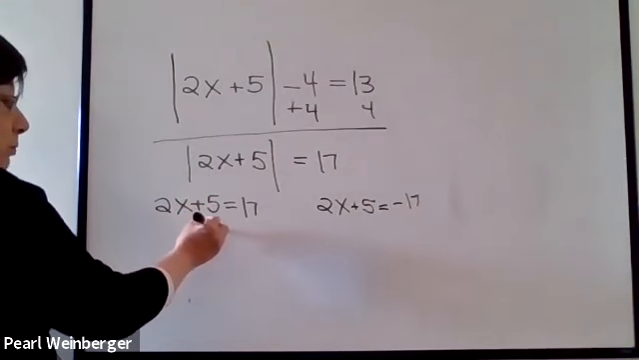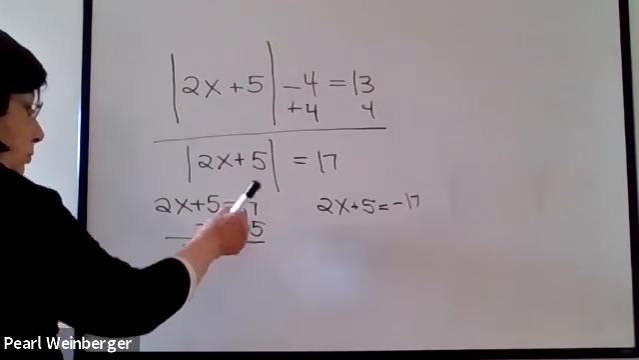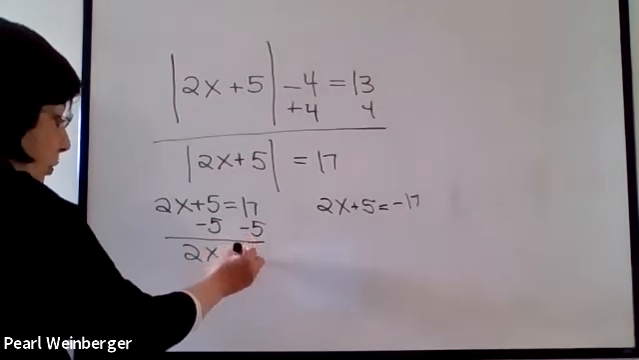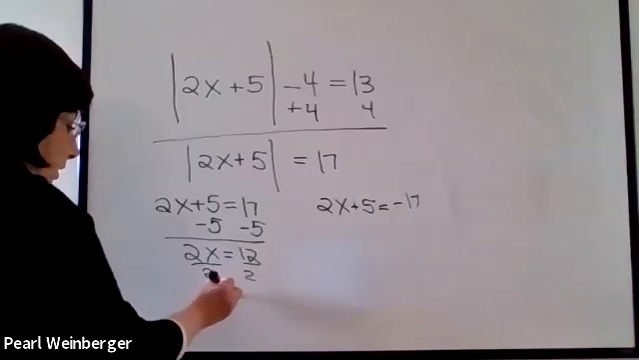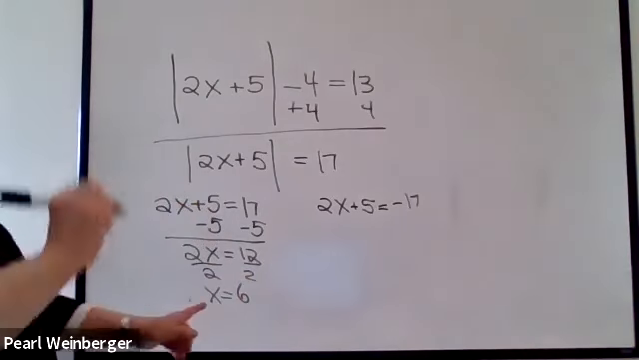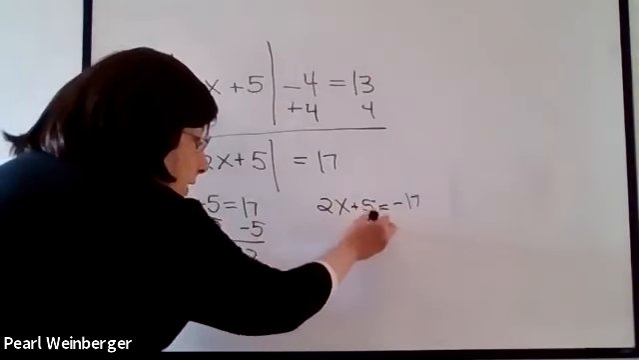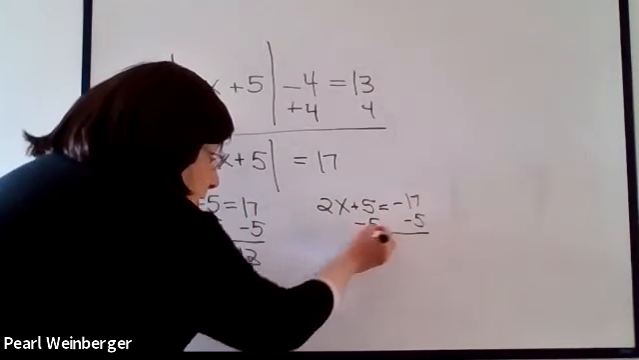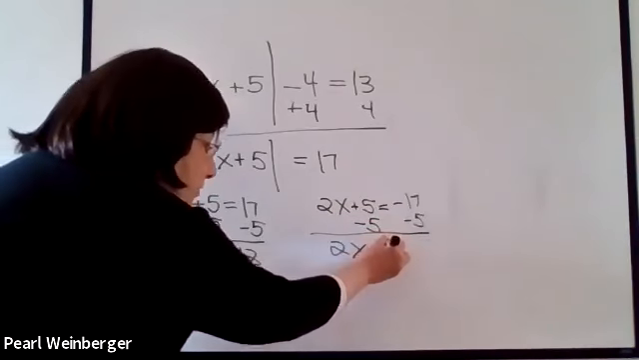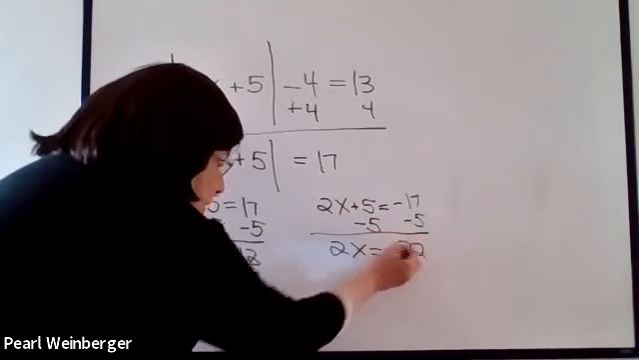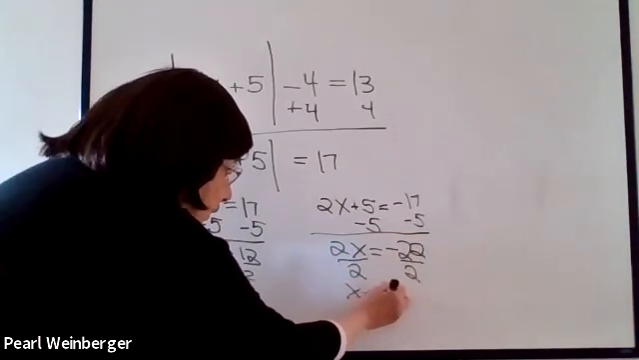In this one, you subtract 5 from both sides, which will give you 2x equals 17 minus 5, which is 12, and divide by 2. So that gives you x equals 6. So one answer is x equals 6. Don't stop there. This one, you subtract 5 from both sides, and it gives you 2x equals, well, -17 and -5 is -22. And divide by 2, and you get x equals -11.